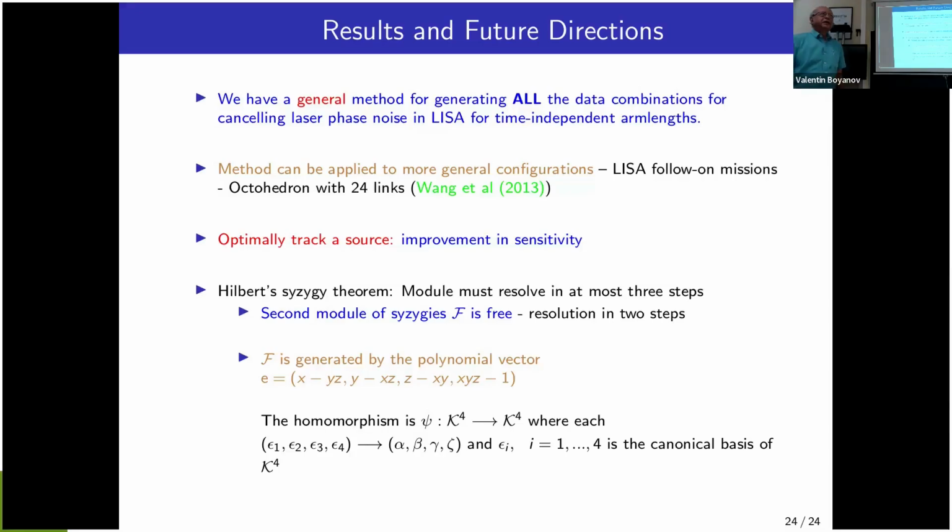Yeah, sure. If I understand correctly, your machine tells you how to cancel the noise to zero, but does it tell you what's going to happen to the gravitational wave data? Oh, yeah. The gravitational wave signal is not cancelled. You mentioned that in some cases it might. Yeah, it depends on the combination.